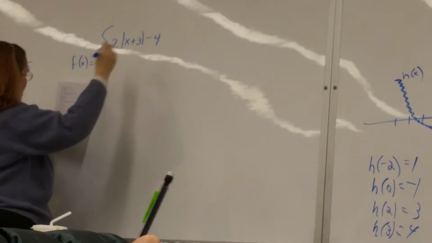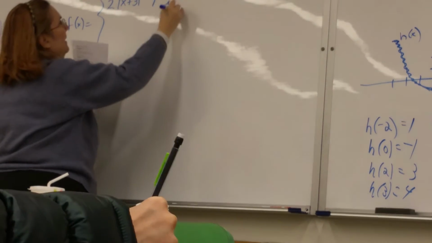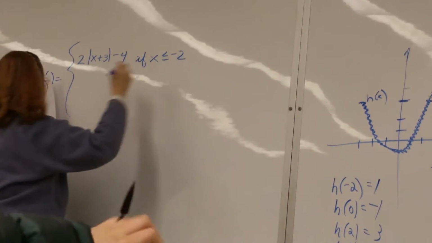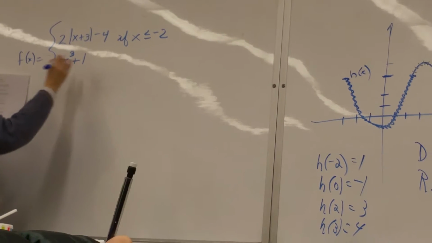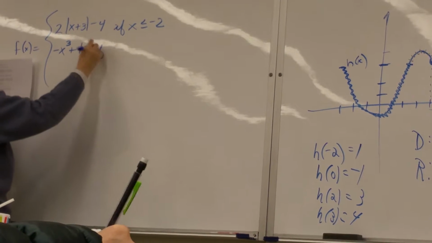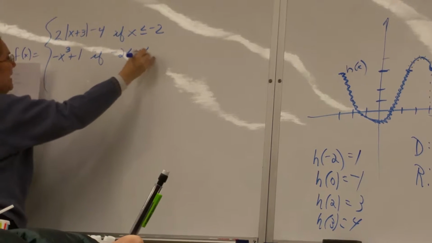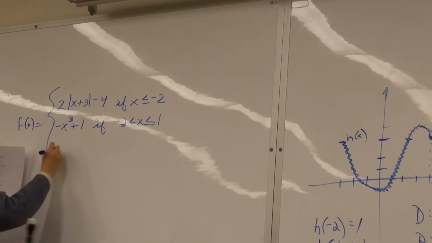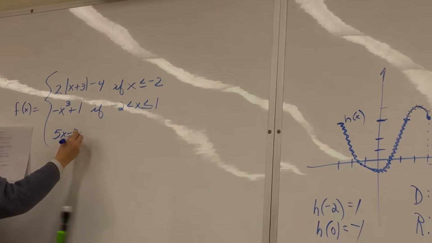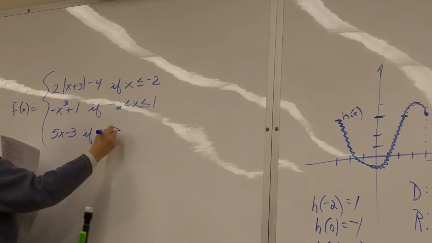2 times the absolute value of x plus 3 minus 4 if x is less than or equal to negative 2. Negative x cubed plus 1 if negative 2 is less than x is less than or equal to 1. And 5x minus 3 if x is greater than 1.